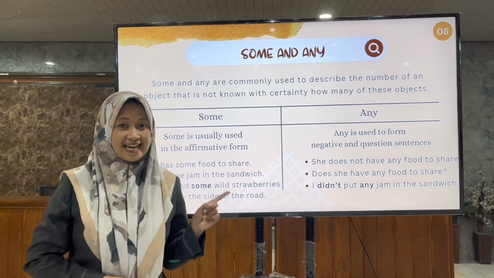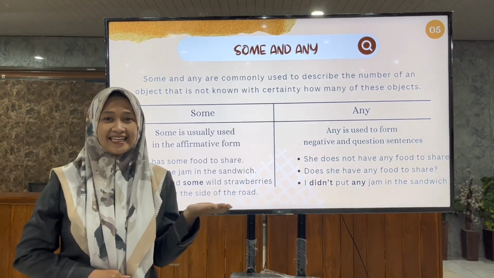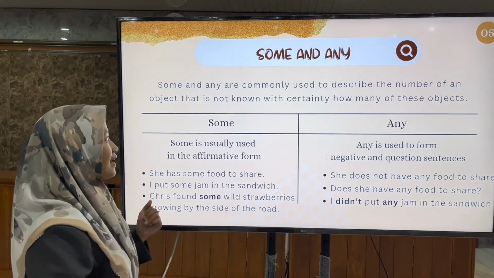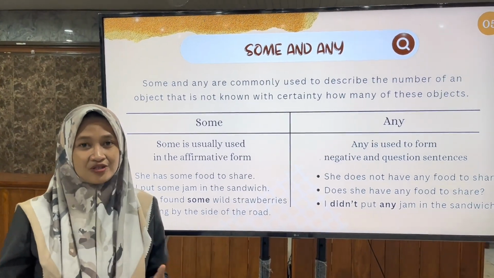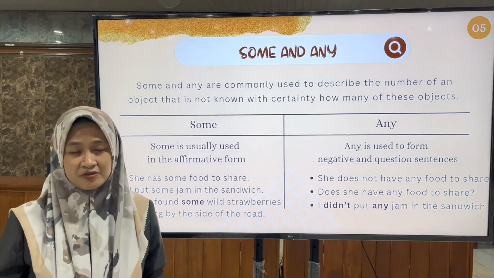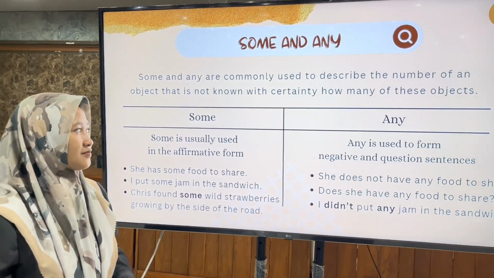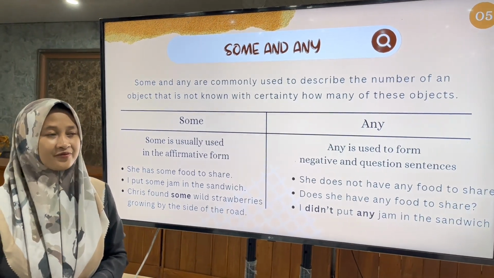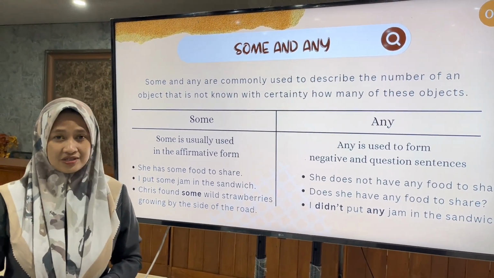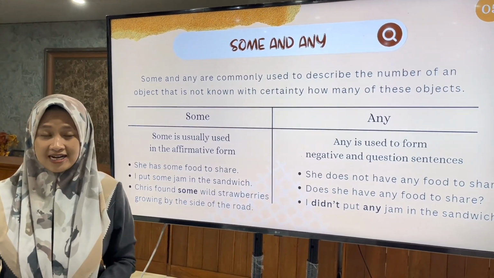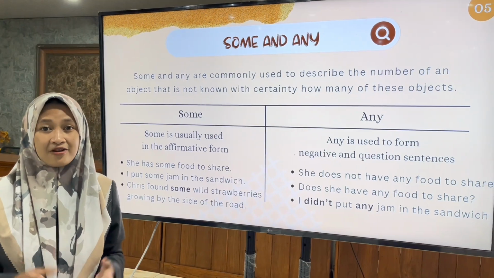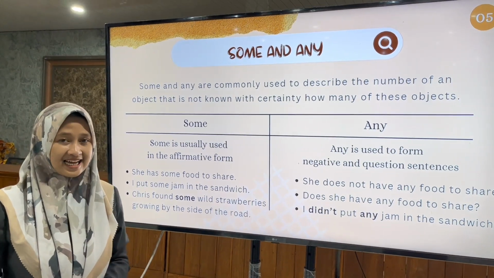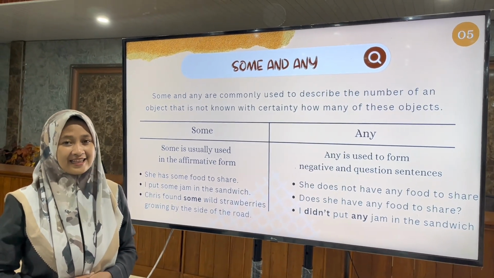Okay everyone, next we will study about some and any. Do you know, everyone, the differences between them? Okay, some and any are commonly used to describe the number of an object that is not known with certainty. For example, some is used for affirmative forms, or positive sentences, while any is used to form negative and question sentences.